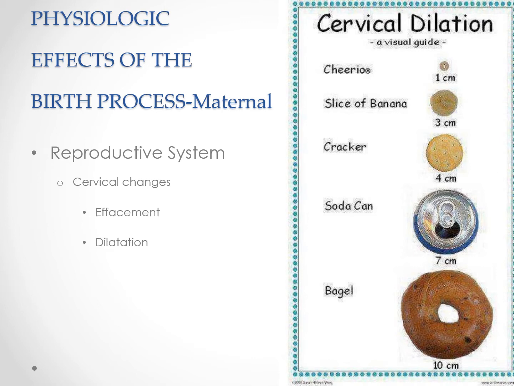However, a 1 centimeter dilatation looks sort of like a Cheerio. So when you put your finger up, you feel the opening, and it feels about like a Cheerio. And of course, then a slice of banana is 3, crackers 5, soda can 7, and a bagel is 10. Most of us with small hands, of course, can't do the 10 all at once, so you kind of have to feel around the rim and get to know your fingers and what they will measure.